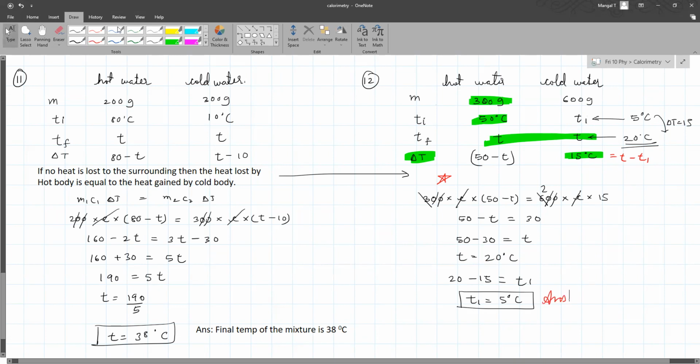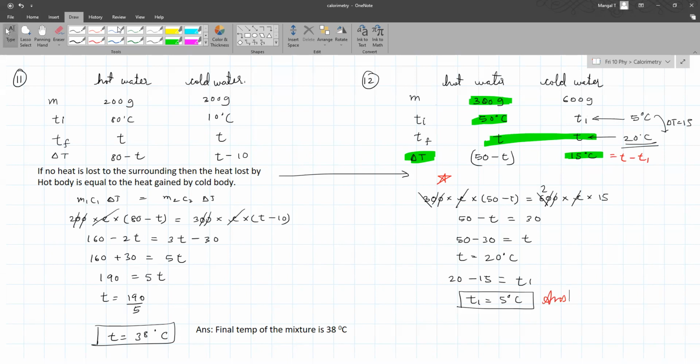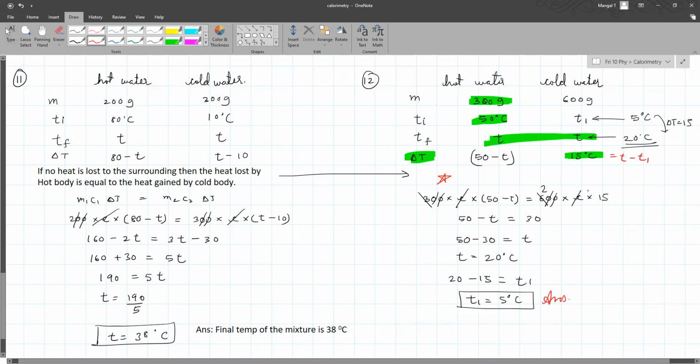Sir, why did you equate T and T? Which T and T? So the final temperature of both is same. Yes, of course, it will be same always. That's the heat that is lost by the hot body, gained by the cold body till the temperature becomes equal. Yes, sir.